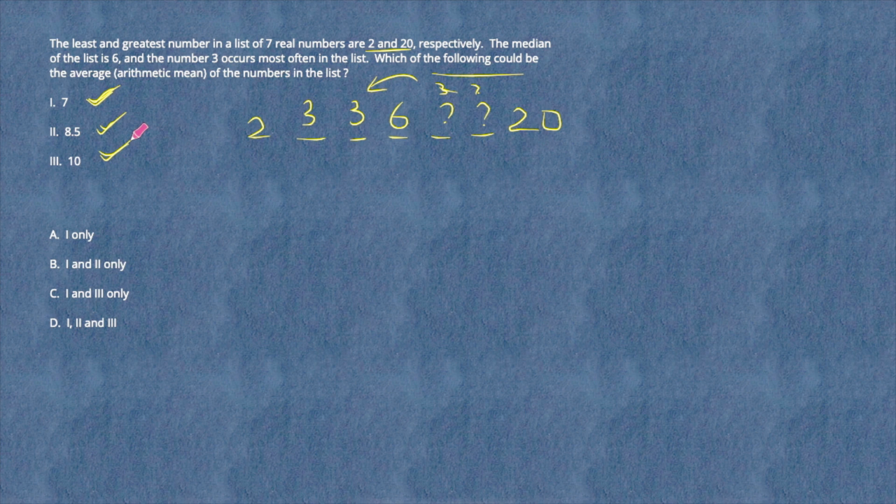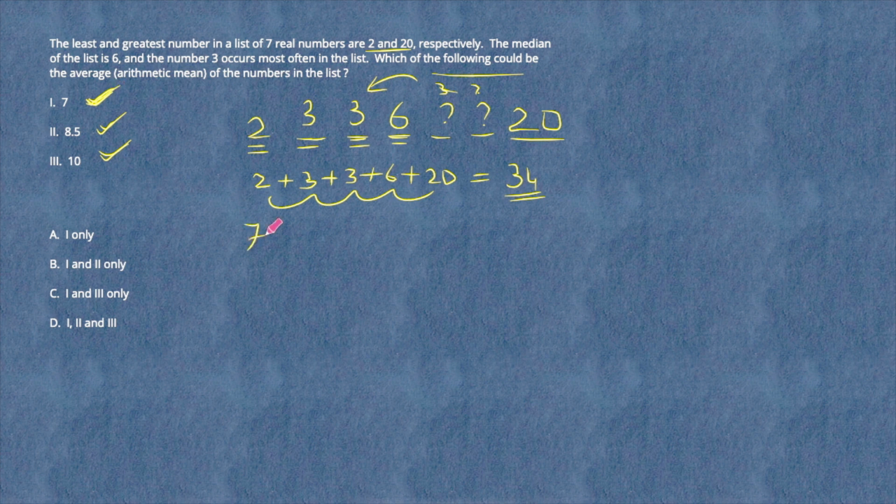Now first let's find the total of these 5 known numbers. That will be 2 plus 3 plus 3 plus 6 plus 20. That is equal to 20 plus 6, 26, 29, 32, 34. So this is known. Now if we want the arithmetic mean or average to be 7, let's assume it's 7. That means what will be the total value of all these numbers? That's what arithmetic mean means. You add all the values and then divide it by the total number of elements, which is 7, and that will be the average, the arithmetic mean.